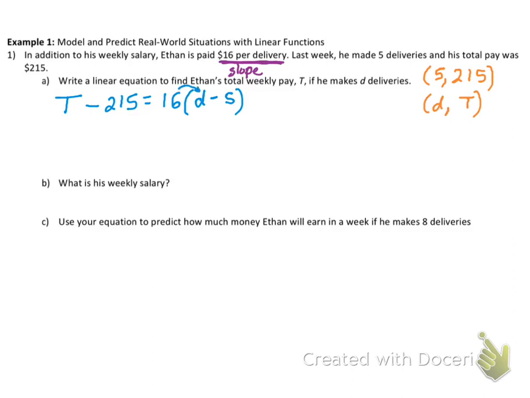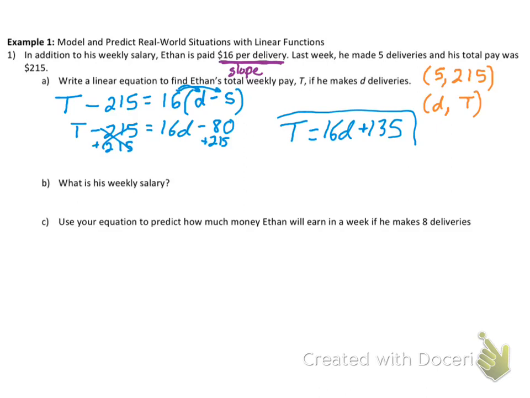Now what I got to do is distribute. So I've got T minus 215 equals 16D, and then 16 times 5 is going to give me 80, so 16D minus 80. To close this out, I'm just going to add 215 to both sides, and so the equation of my line is T equals 16D, and then negative 80 plus 215 is going to give me positive 135. So there's our equation. That represents the situation of his total weekly pay after he makes a certain amount of deliveries.